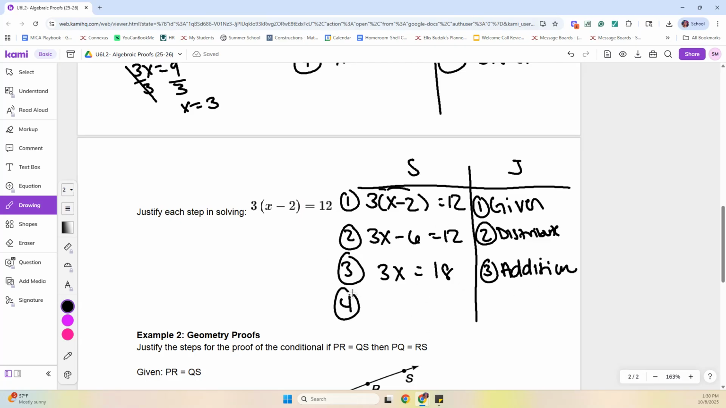And then step 4, I divide by 3 again. If I do 18 divided by 3, that's just going to be 6. So I divided, division. And that's it. I solved for x.